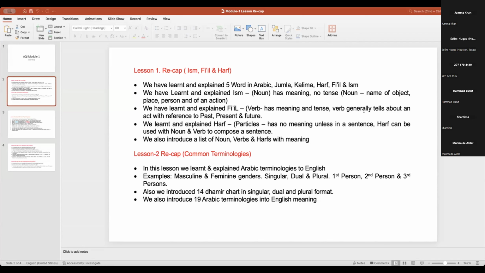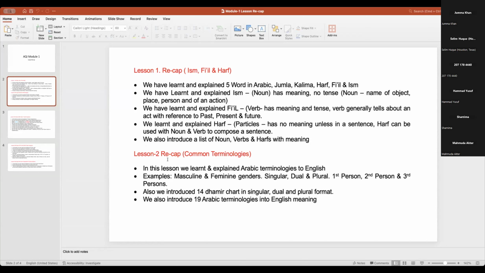Verb: past, present, and future. Number 4, we learned and explained harf, which has no meaning unless in a sentence. Harf can be used with a noun, verb, or to compose a sentence. Number 5, we also introduced a list of nouns, verbs, and harfs with meanings, which I believe Dr. Mahmoud has fully explained on 2 occasions, Monday and Saturday. So that was your recap for lesson 1.